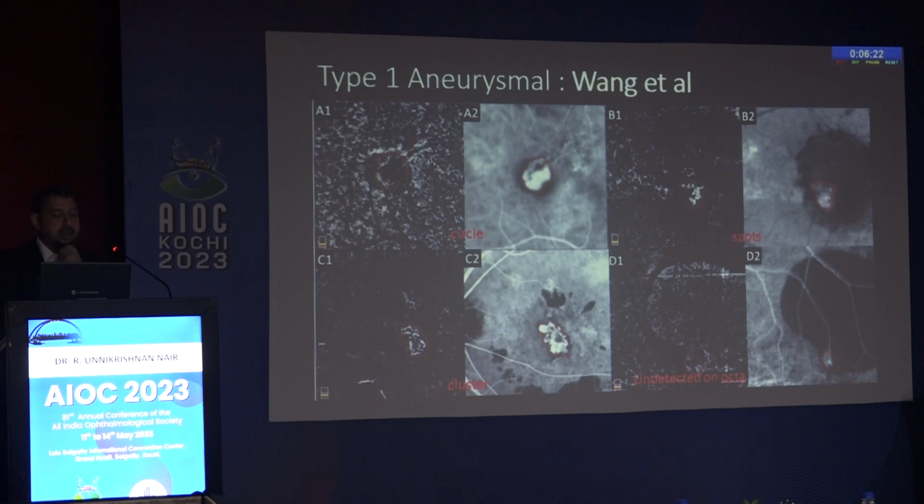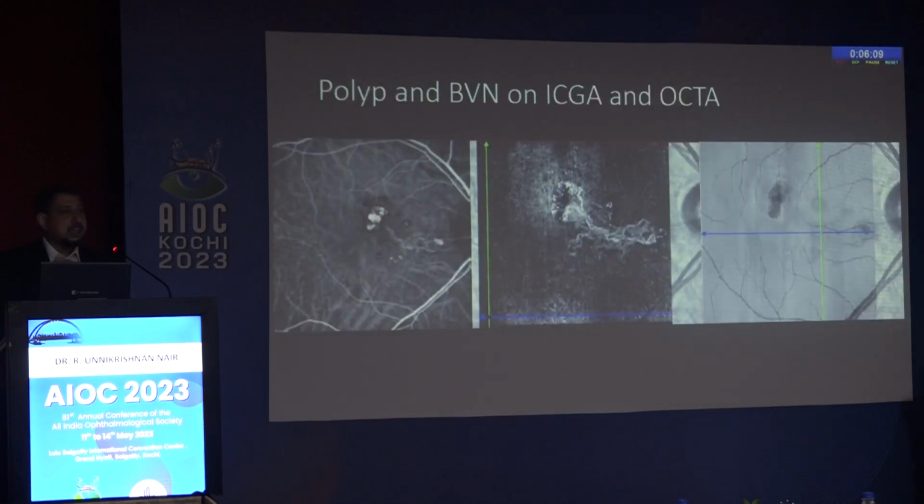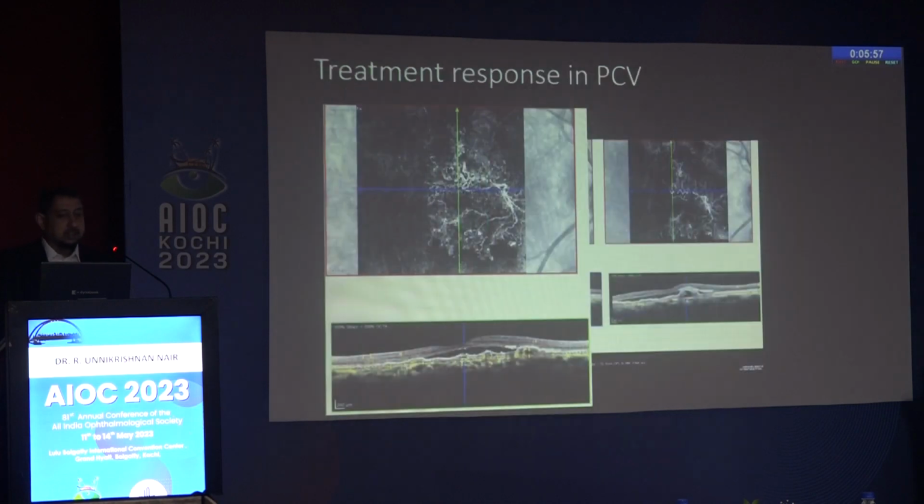They're divided into circles, the polyps, circles, clusters, spots, and undetected. Mostly this is what we get. We don't detect it well. But the main thing is that OCTA is great to diagnose BVNs and bad to pick up polyps in PCV. So you get indirect evidence of a PCV on OCTA. Sometimes you don't get the direct evidence. And this is an example of it.